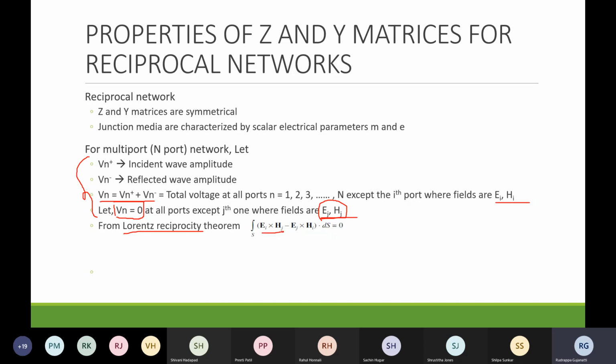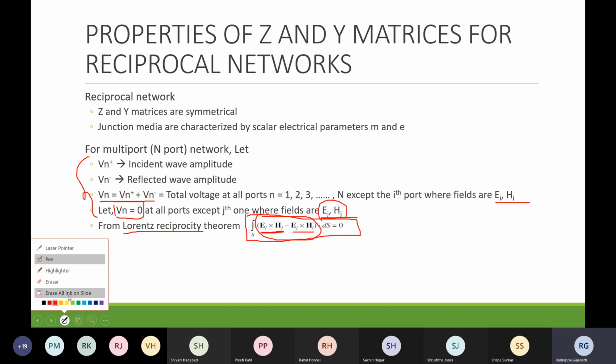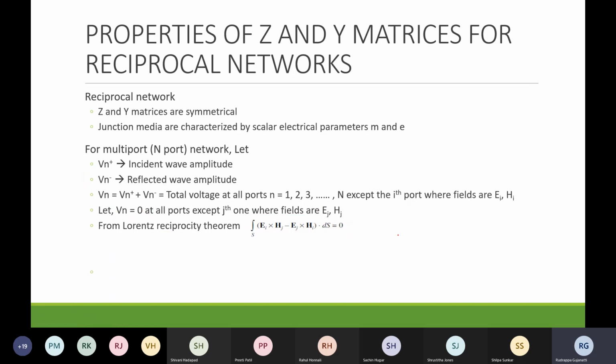the cross product of Ei and Hj, that is the ith and jth port when we are correlating. So we have Ei cross Hj minus Ej cross Hi. When we take the surface integral of this parameter, we obtain that it is equal to 0. This is what we obtain from the Lorentz reciprocity theorem. Now using this, we try to see whether we get Zij equal to Zji or Yij equal to Yji. So this is based on the Lorentz reciprocity theorem.